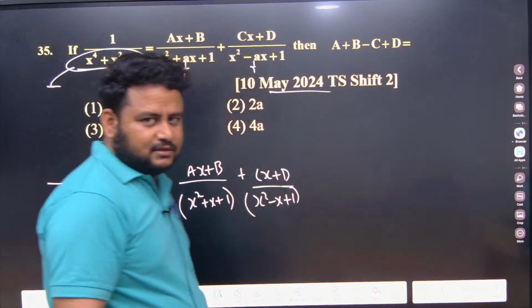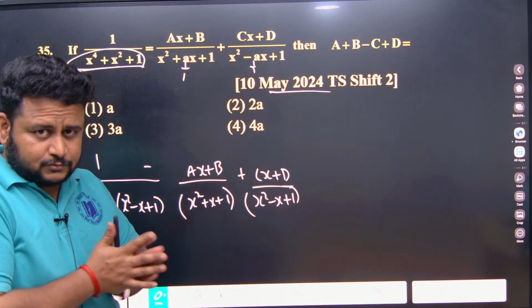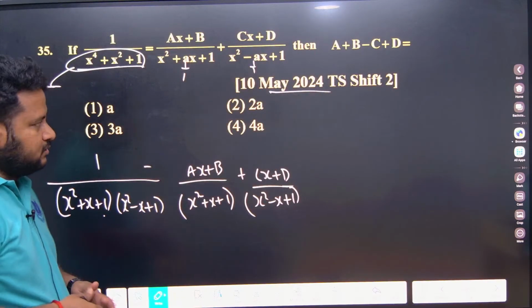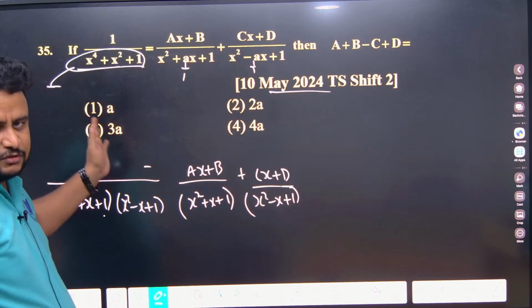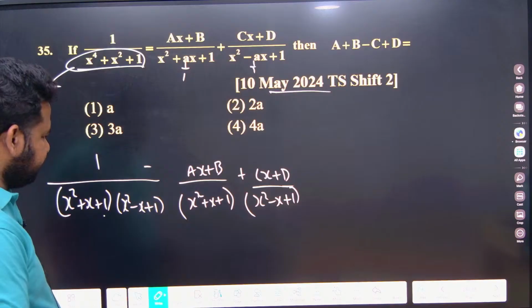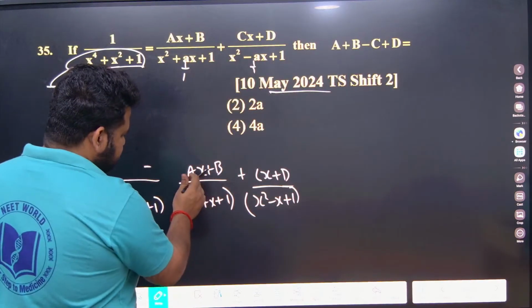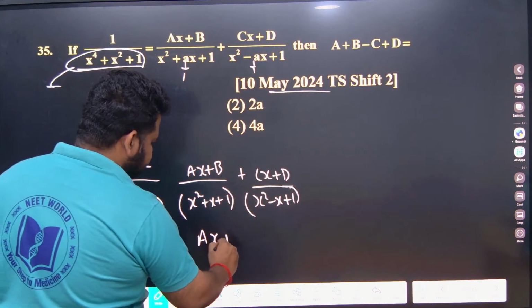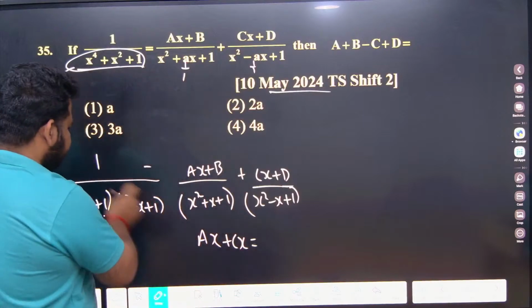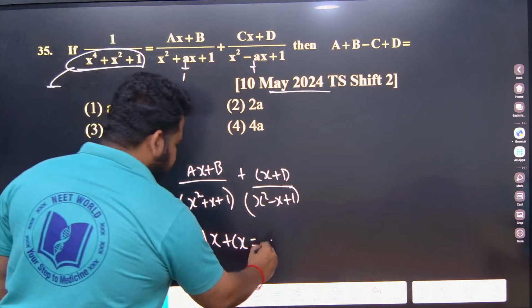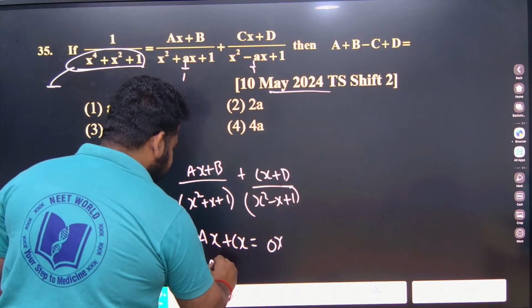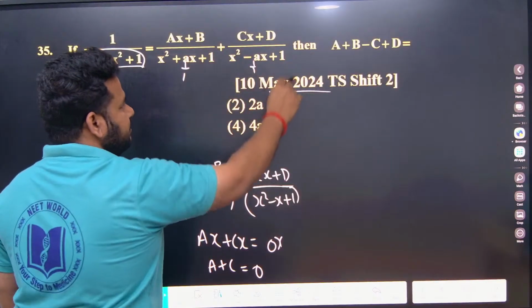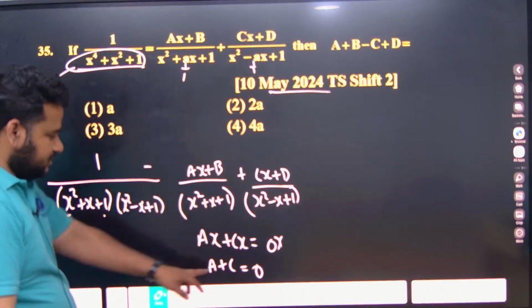See, you cannot use a one size fits all approach. For everywhere you cannot use the same shortcut. That same shortcut you can use for most questions, but here, instead, let me look at the coefficients. ax into 1 is ax, cx into 1 is cx. The coefficient of x on the left is nothing, so it is 0x. That means a plus c is equal to 0. They are asking a minus c, not a plus c, but still we will use it.